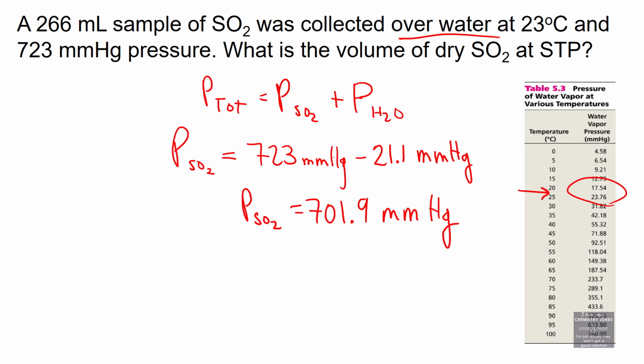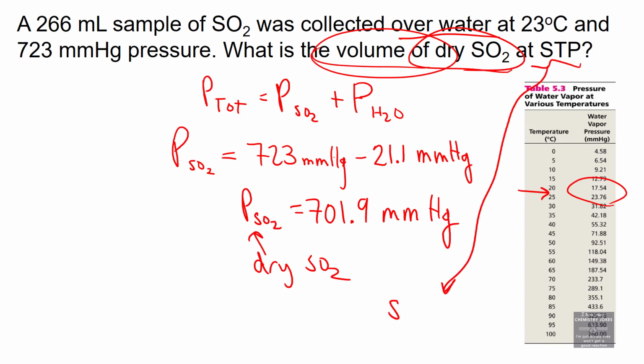Well, it's asking what's the volume of dry SO2. Dry SO2 meaning without water vapor. So this is now dry SO2. Volume of dry SO2 at STP. STP, that's standard temperature and pressure. That means 0 degrees Celsius and 1 atmosphere.